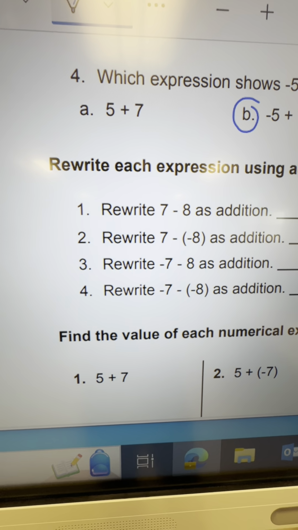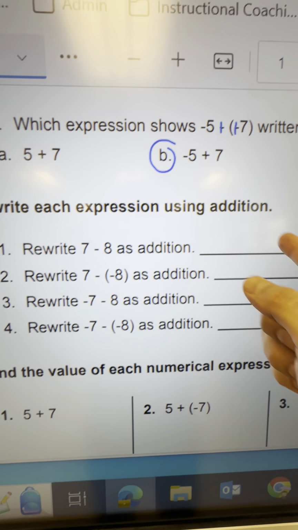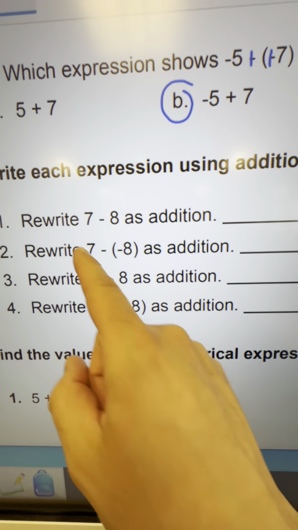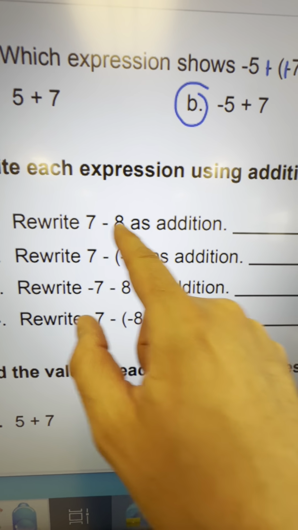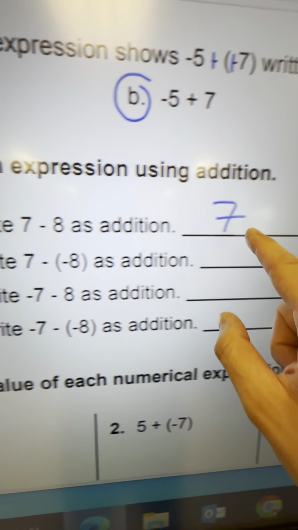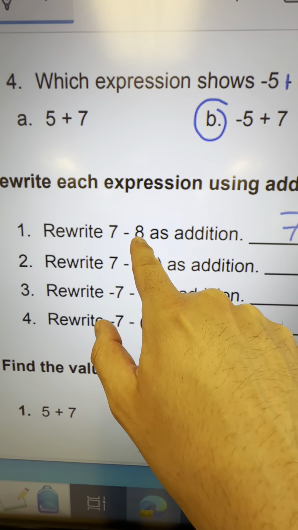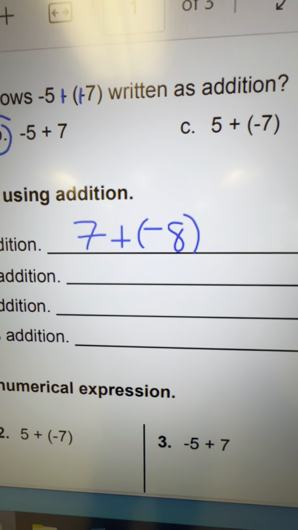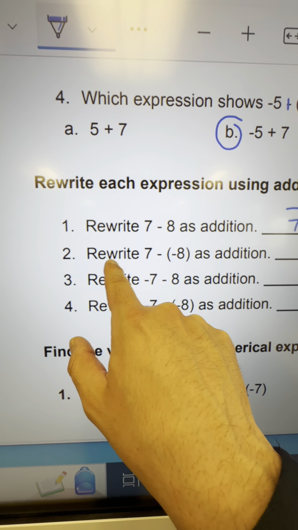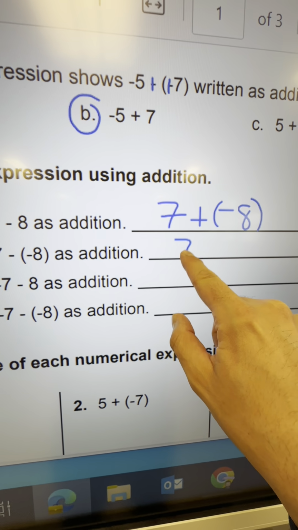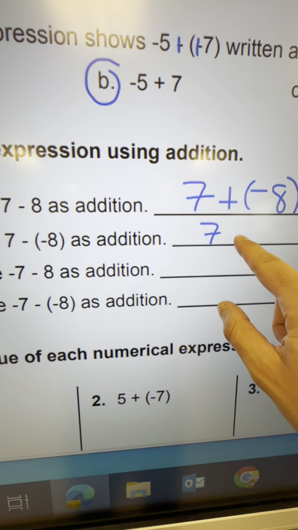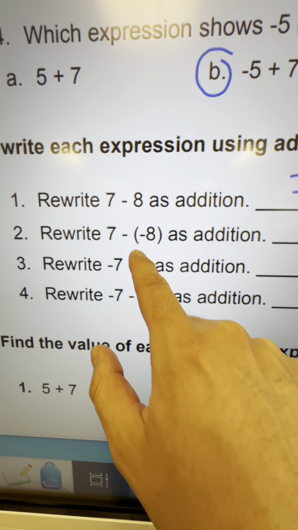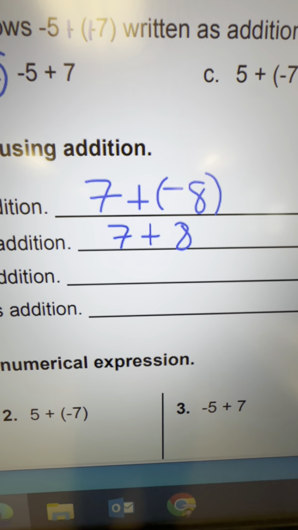All right, the next section is practicing how to write it as addition without multiple choice. So it's a little bit harder because you have to think about the answer yourself. So rewrite this as addition. Keep the first number, change minus to addition, and the opposite of the 8, negative 8. And I put parentheses around it just to clean it up. All right, the second one, rewrite this as addition. So keep the first number, change this to addition, change this one as well. So 7 minus negative 8 is the same as 7 plus 8.